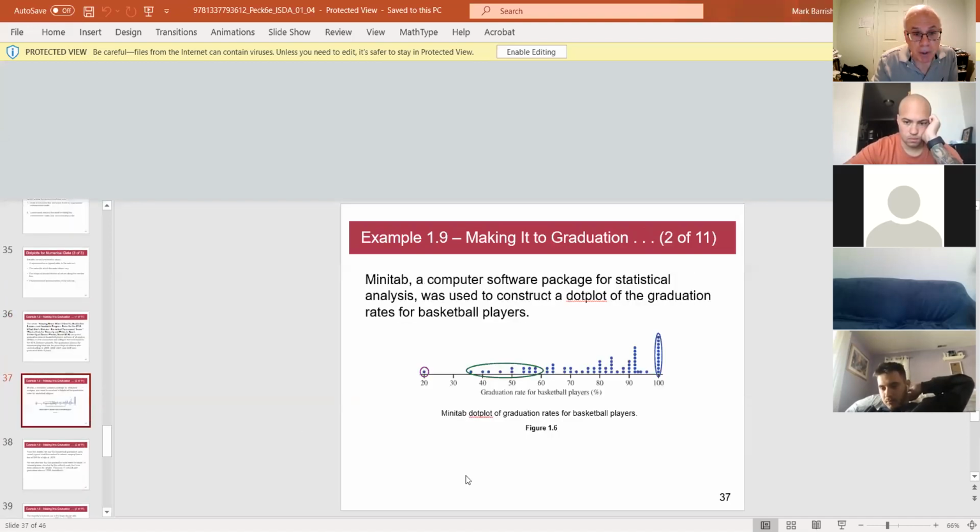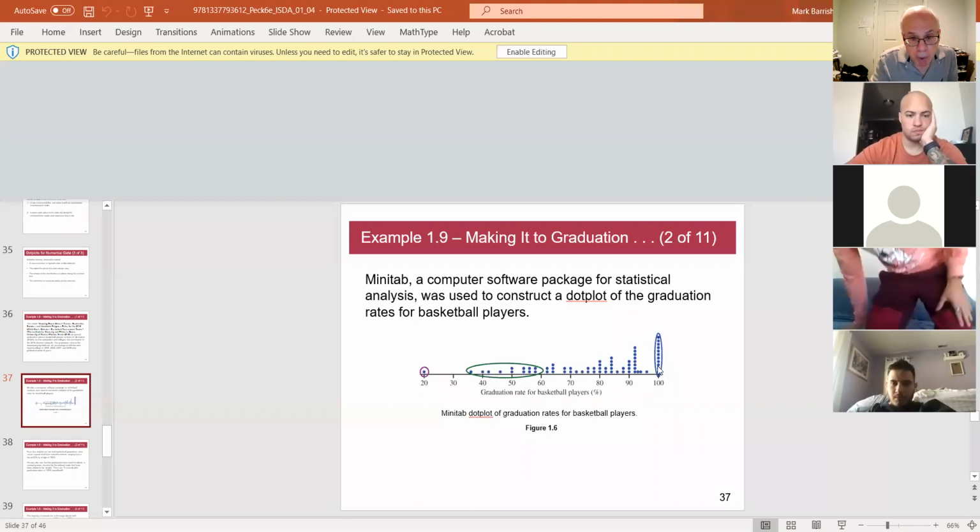There's an example right here. What are we looking at here? Graduation rates for basketball players. These are percentages, and in this case, it runs from 20 up to 100. Each of these dots represents a number in your data set. So there's one value that's 20. There's another value that looks like it's probably around 36. There's another one at 40, another one maybe at 41. There's a whole bunch of people at 100 here. You just count the number of dots.